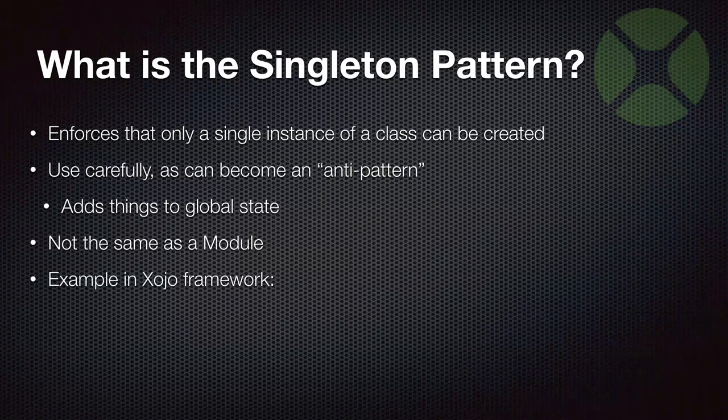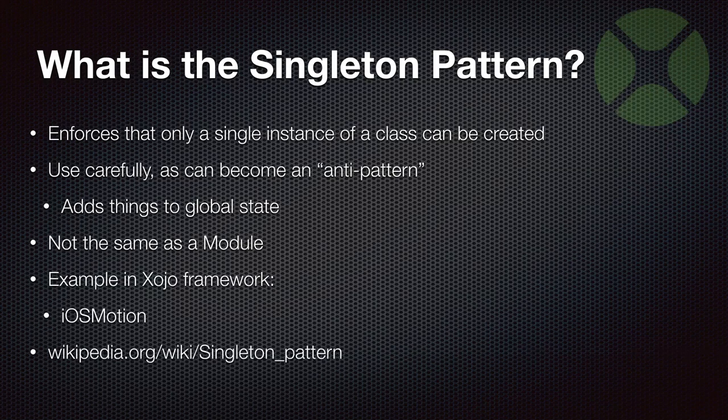There's one example of a singleton class in the Xojo framework. It's in the iOS framework. The iOS motion class has a method on it called, I believe, getObject, that returns the singleton instance to use for detecting the motion of your iOS device. And you can read more about singleton on Wikipedia, of course. There's the URL.